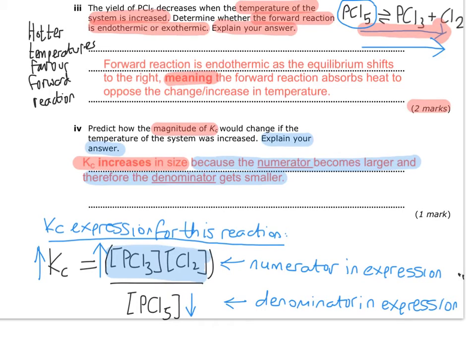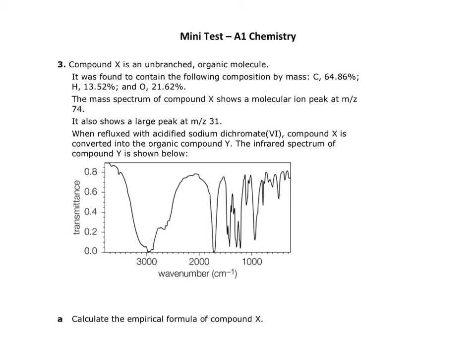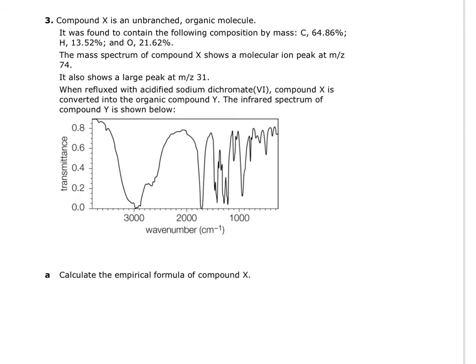So now let's go and have a look at the final question, which is the one that tests out your ability in long answer question styles. So let's have a look at this before I go anywhere near answering it. So compound X is an unbranched organic molecule. Now you don't have to worry too much about the fact it's organic, because you can see from the data for the composition by mass, it's got carbon, it's got hydrogen, and it's got oxygen. So that linked to it being organic. Well, certainly the carbon and the hydrogen linked to it being organic.